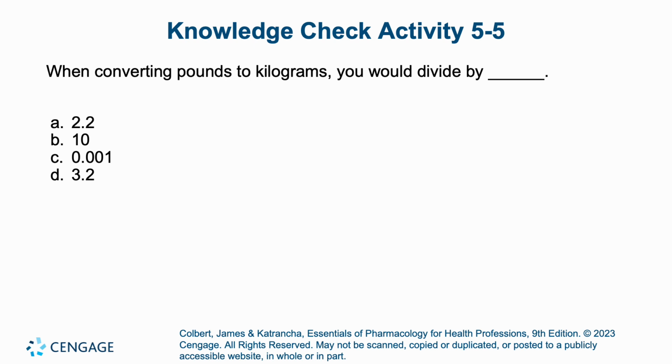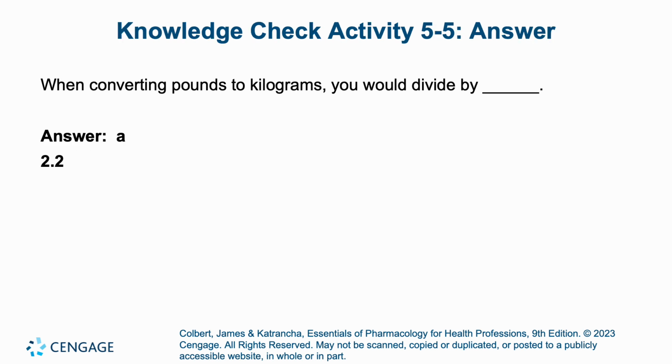Knowledge check. When converting pounds to kilograms, you would divide by A, 2.2, B, 10, C, 0.001, D, 3.2. And the answer is A, 2.2.